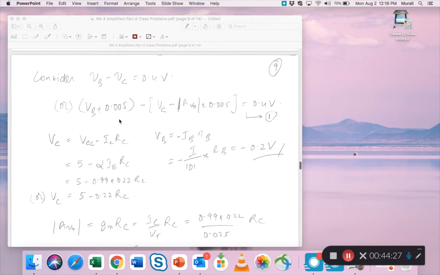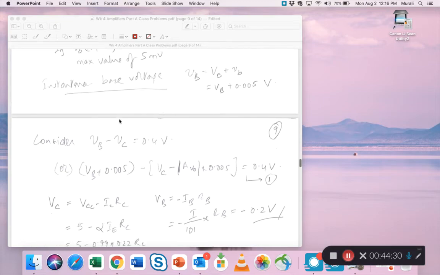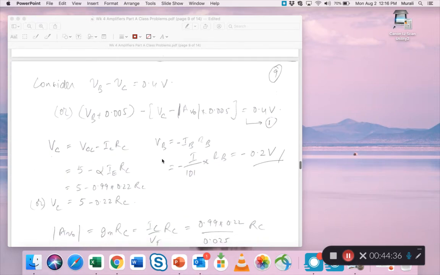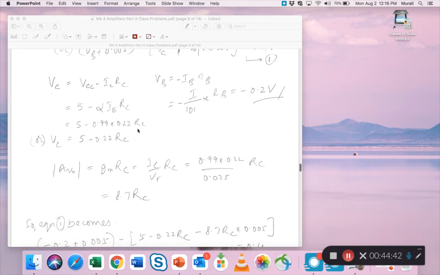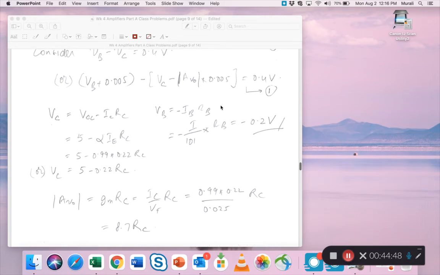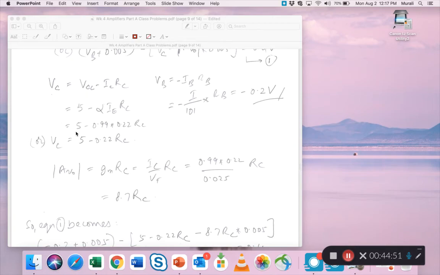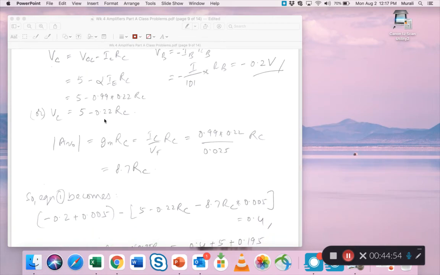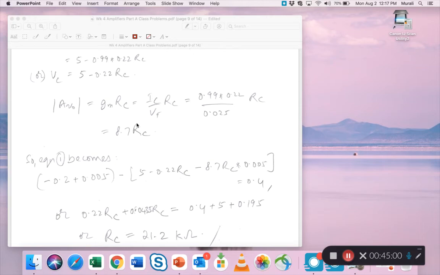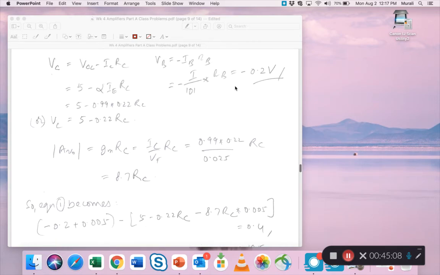So consider the condition VB, active mode. You can rewrite this equation because VB is this, VC is this. You can rewrite this condition and solve for VB and VC. But first you solve for VB, and from there you can write this expression for VC. Now AVO, the gain, you can use this formula or this, and in terms of RC it comes out to be this.